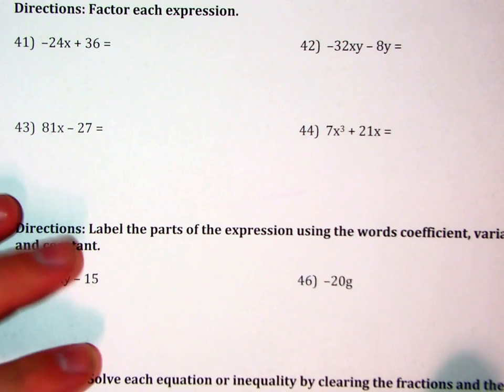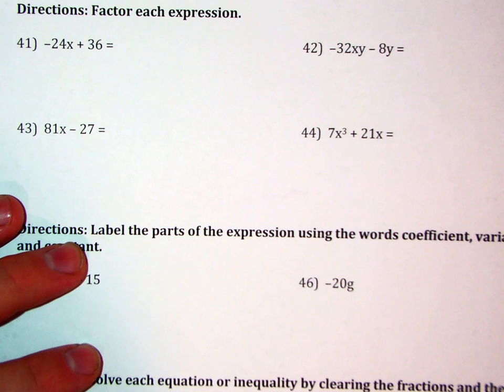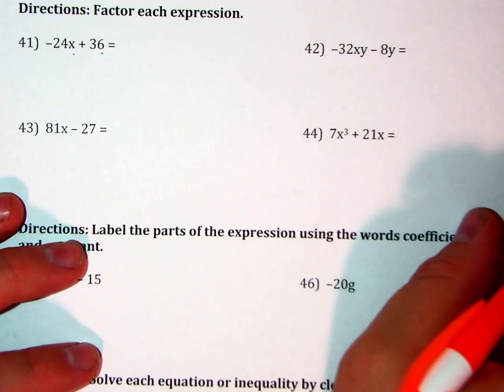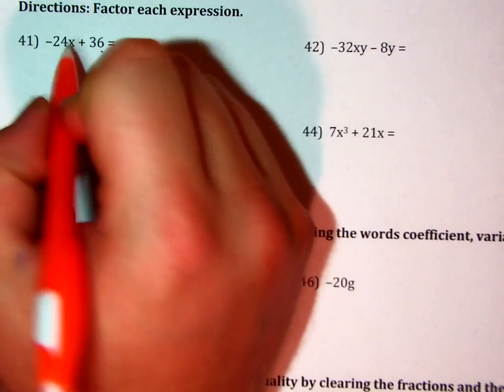All right, on to our last page. Our last directions say to factor each expression. It's been a little while since we've done this, so it might be a little bit of a refresher here. And factoring is basically looking to see what term goes into both of our values equally that can be pulled out of both of these values.